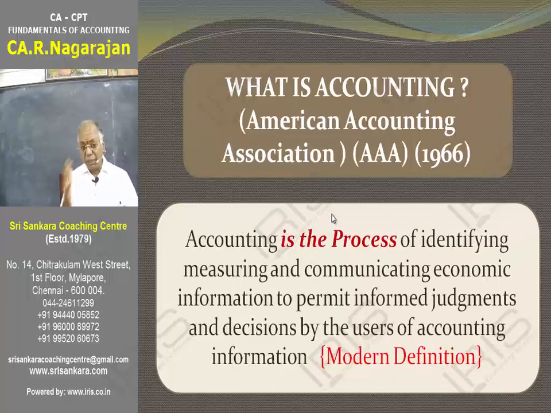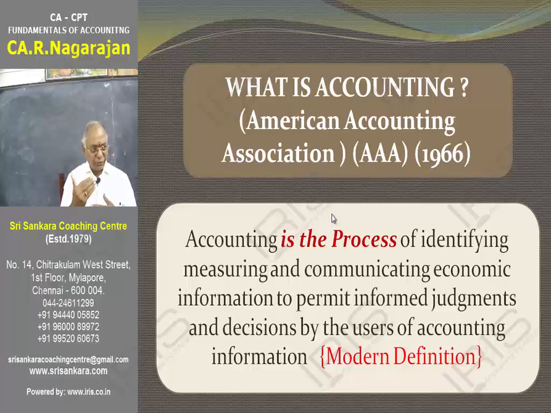Now, there is one modern definition given by the American Accounting Association, the AAA body, constituted way back in 1966. What is their definition? Accounting is a process of identifying, measuring and communicating. Please tell me, friend, how many total activities did we say are covered under accounting? Eight. Four in bookkeeping, four further beyond bookkeeping for completing accounting compliance.